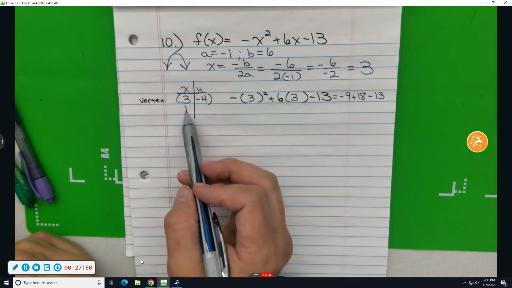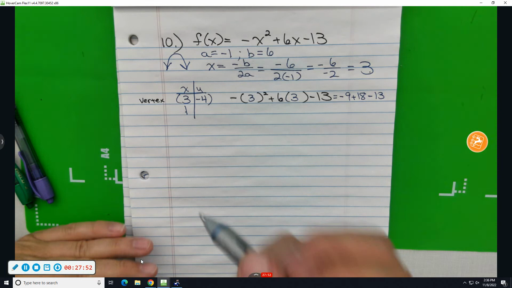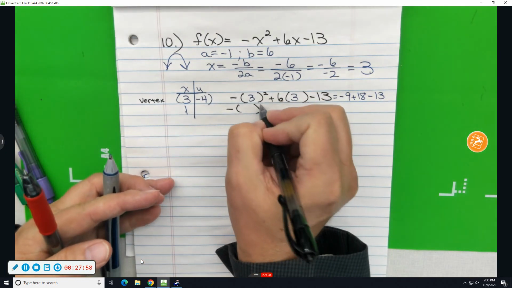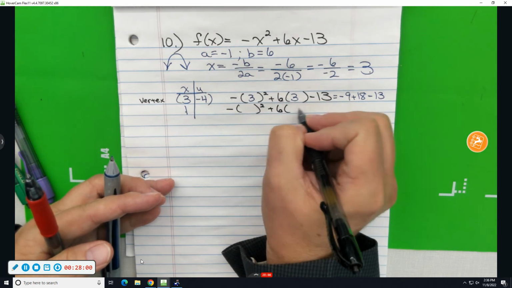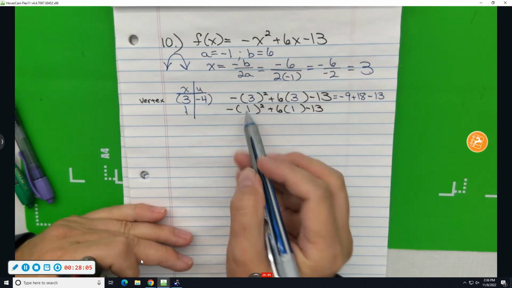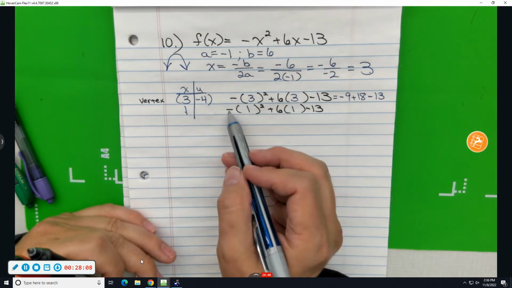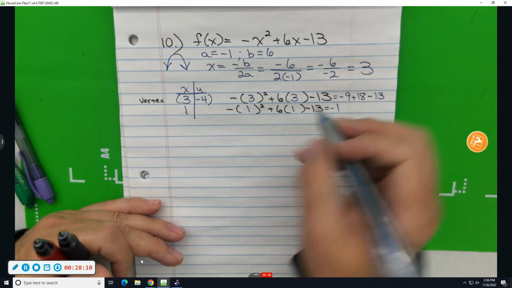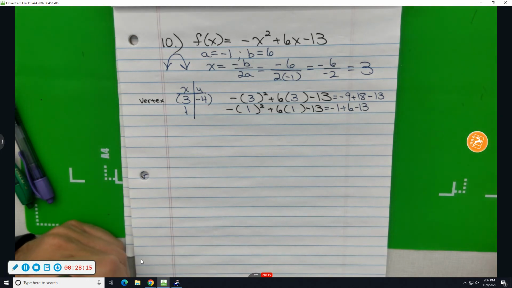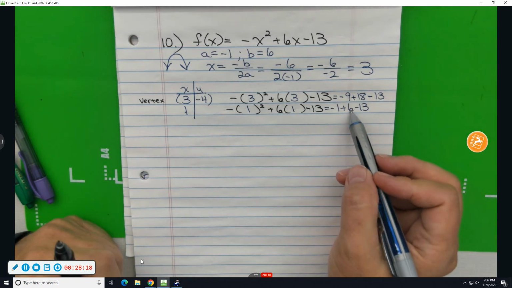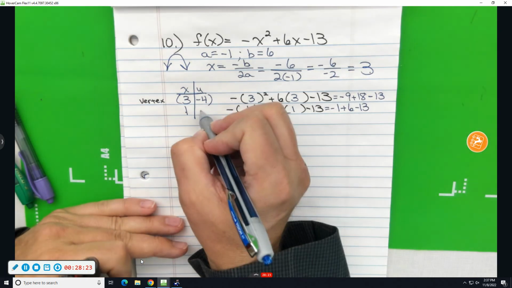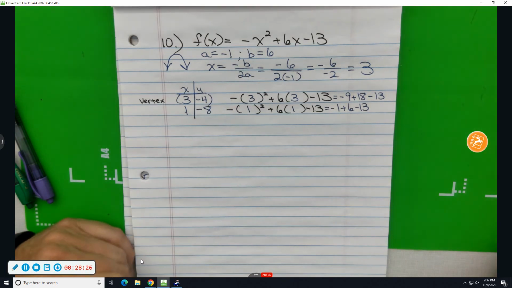We need to plug in a 1. Plug in a 1 for x, we get -1 squared plus 6 times 1 minus 13. 1 squared is 1. Make it a negative, so -1 plus 6 minus 13. -1 plus 6 is 5. Minus 13 gives me a y value of -8.